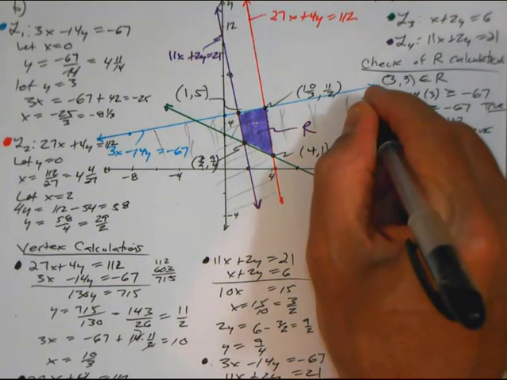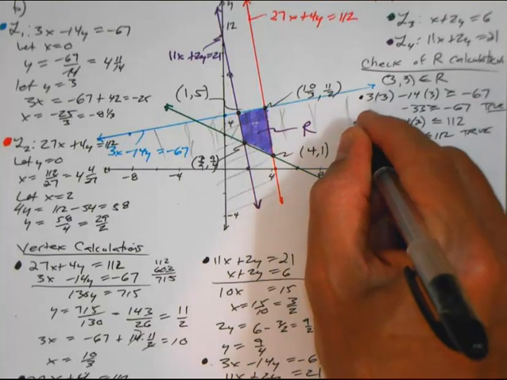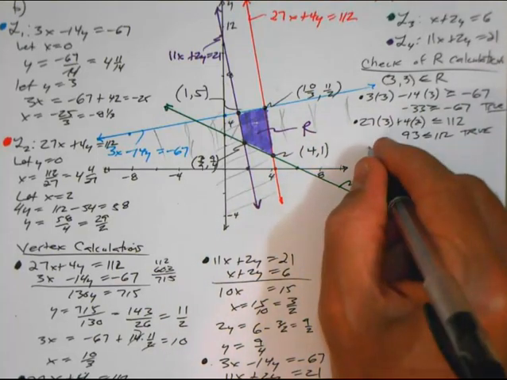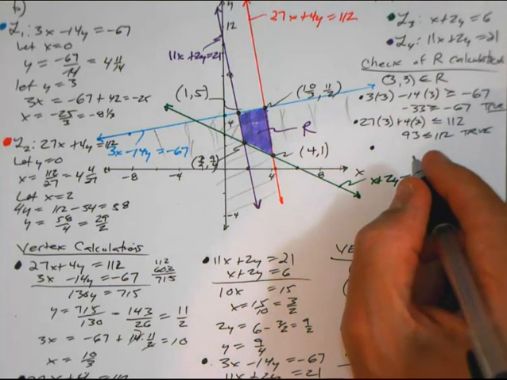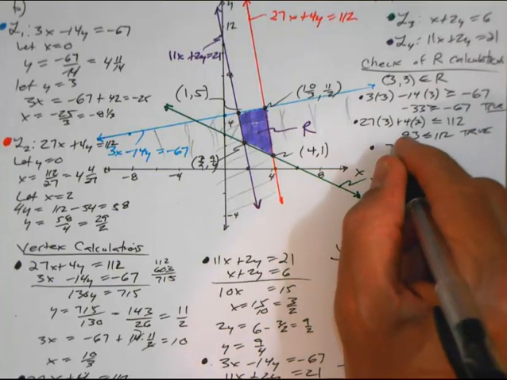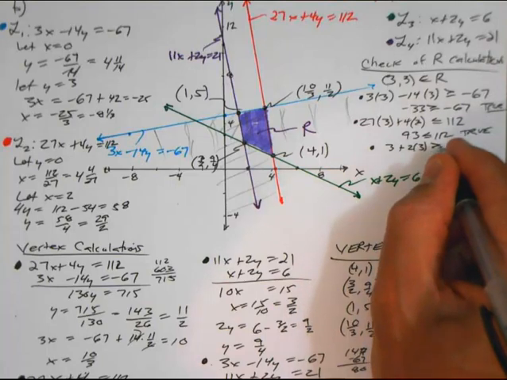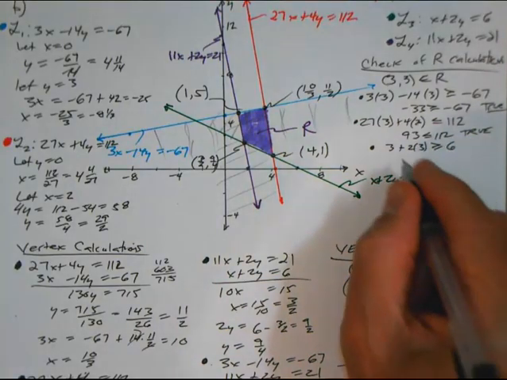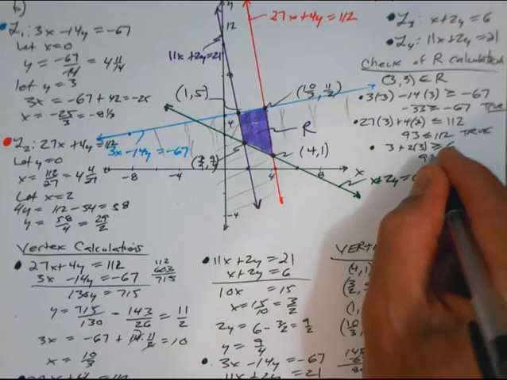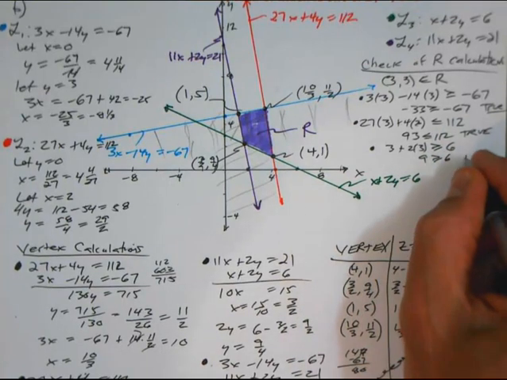Alright, start kind of bulleting these, keep things organized. Let's go to the third inequality. x plus 2y, so 3 plus 2 times 3. How about that being greater than or equal to 6? 3 and 6 is 9, greater than or equal to 6. Okay, true.